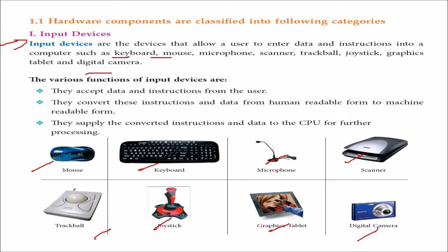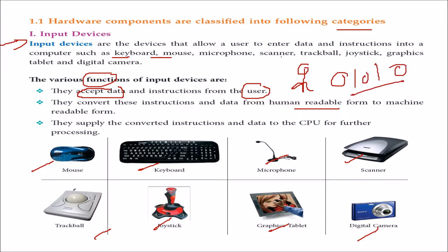The function of input devices is that they accept the data and the instructions from you, the user. They convert this instruction and data from human readable form to machine readable form. You know what is going on here, because this is in English, but the computer doesn't know it. The computer only knows 0s and 1s, that is the binary form or machine form. So they supply this converted, machine readable instruction to the CPU for further processing.